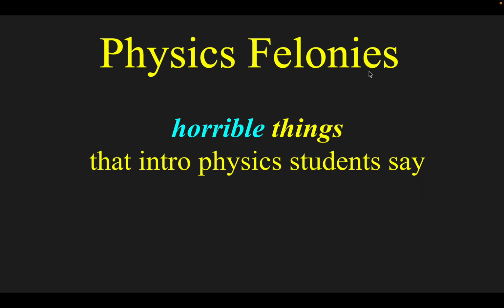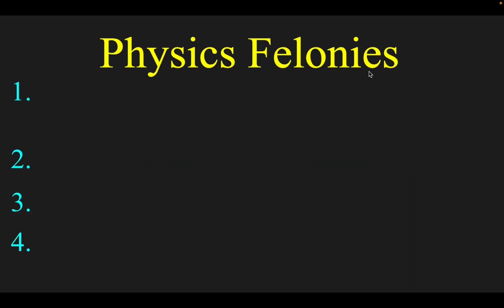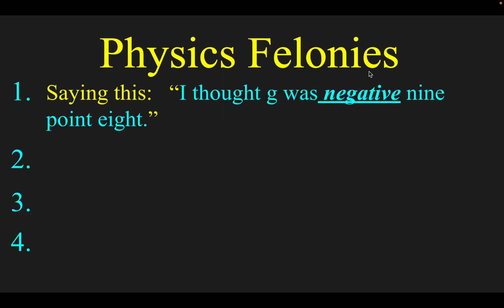All right, my friends, today we are going to look at some physics felonies. These are some horrible things that intro physics students say that drive their physics teachers absolutely nuts. So, number one on the list, the king, is saying this: I thought G was negative 9.8.